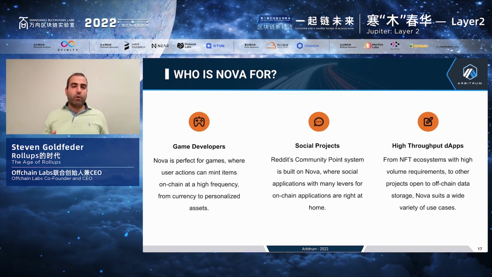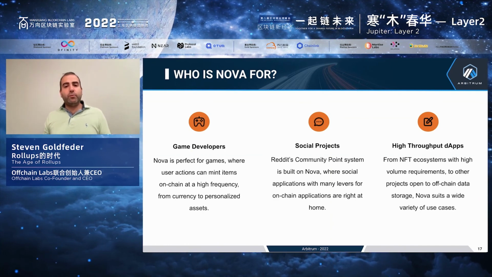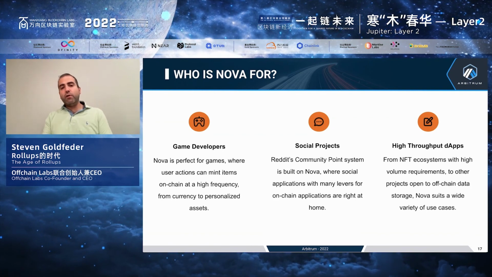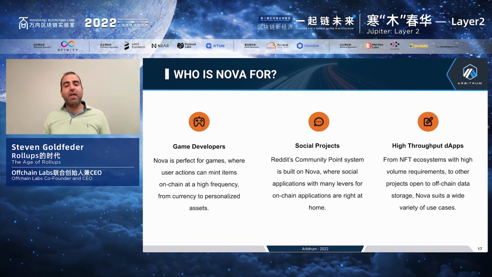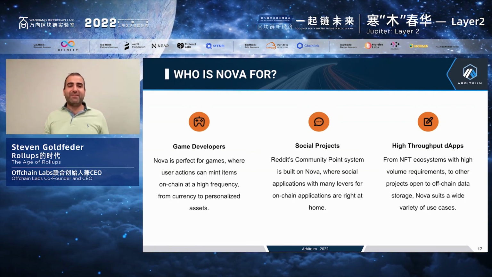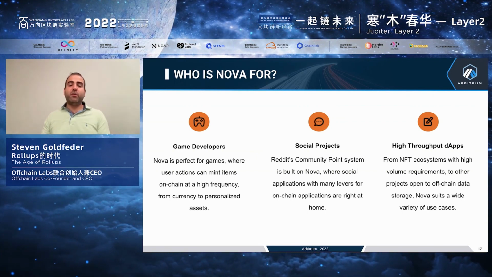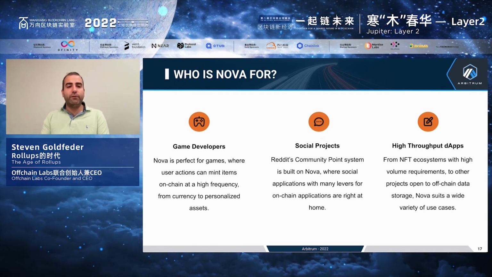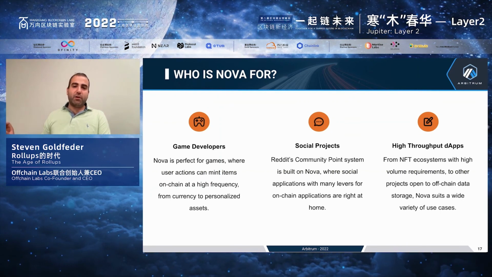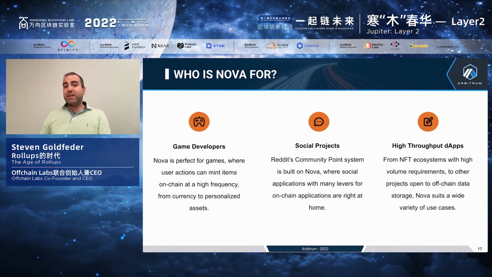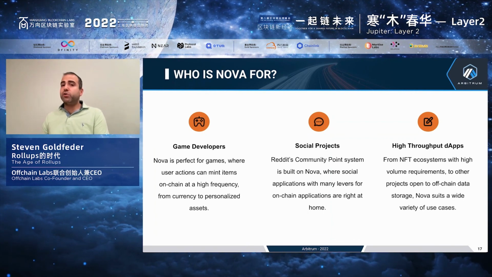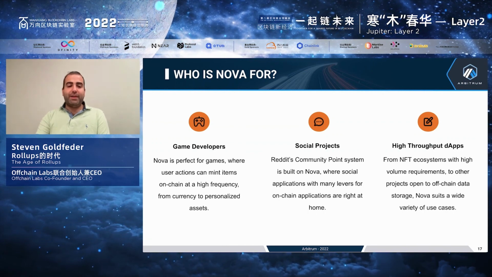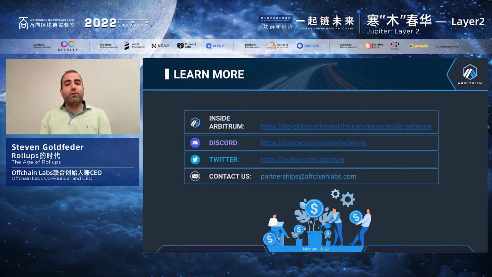So who is Nova for, you may ask, and are these chains, Arbitrum One and Arbitrum Nova, competing with each other? Not really. Arbitrum One is a DeFi and NFT stronghold, whereas Nova is really targeted at gaming developers and social projects, and really projects that have high throughput, many users, touch the blockchain frequently, and in order for their application to work, they need these ultra low fees that Nova can offer. So Nova is really differentiated in that it's targeting gaming and social, and these developers that need ultra low fees but really want much higher security compared to other types of scaling solutions, and that's why they'll choose Nova and the Arbitrum technology.